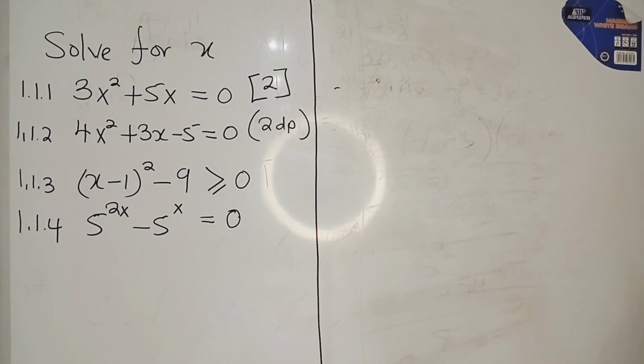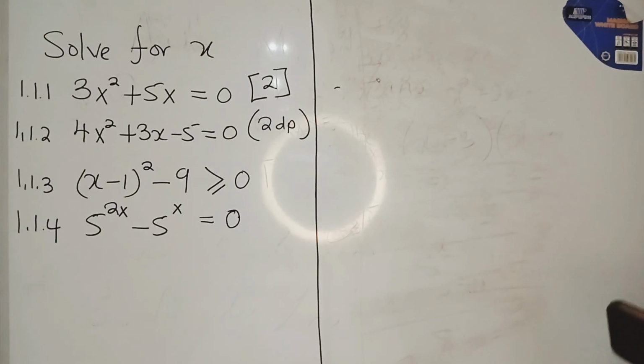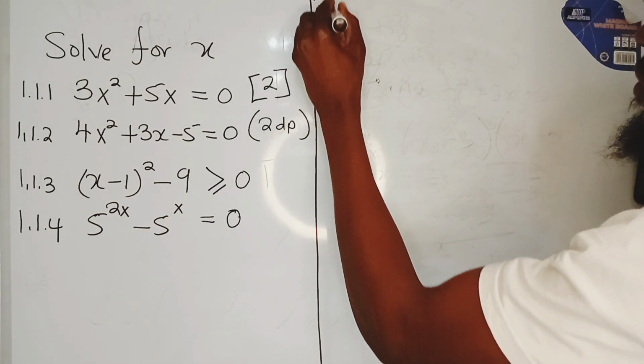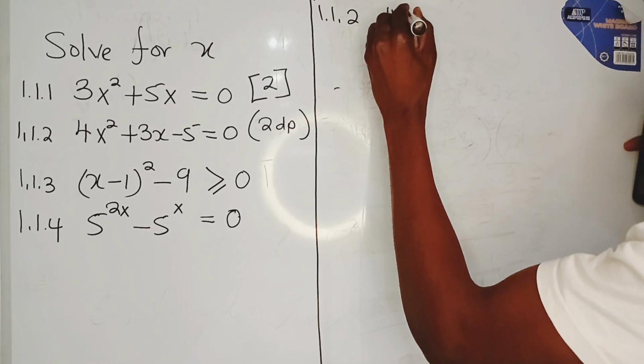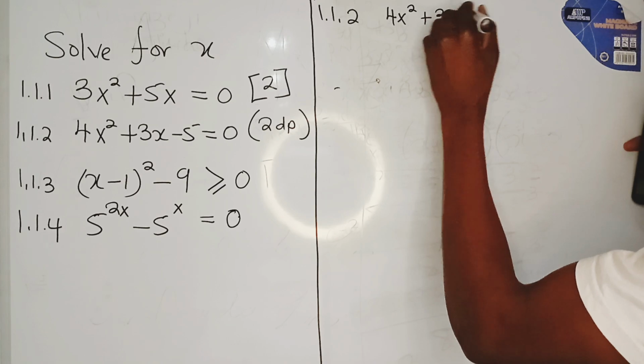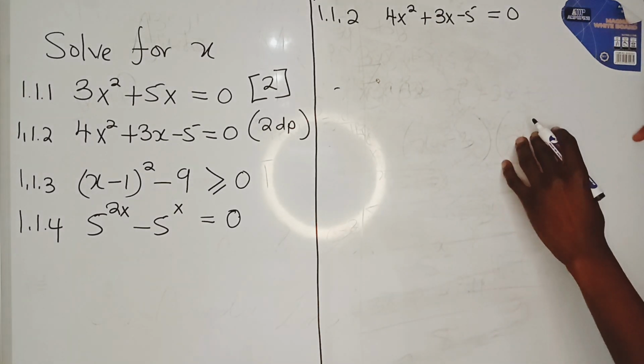The next question is saying solve for x given that 4x squared plus 3x minus 5 is equal to 0 and correct it to two decimal places. They mean correct your answer to two decimal places. So when you see a question like this, know that you are supposed to use the quadratic formula. Of course, you can also use the completing the square method, but I advise you to mostly use the quadratic formula. So we have 4x squared plus 3x minus 5 is equal to 0.